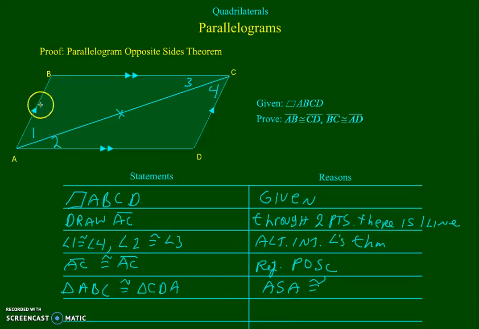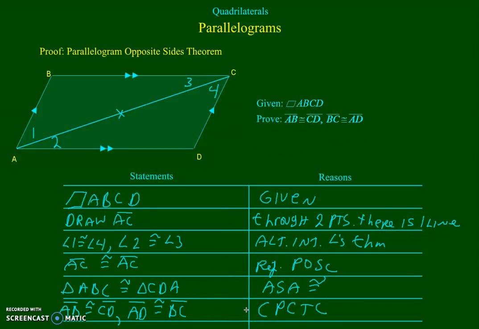Now, we know that AB is congruent to CD, and we know that AD is congruent to BC by CPCTC: corresponding parts of congruent triangles are congruent. And our proof is complete. We've proved what we set out to prove.